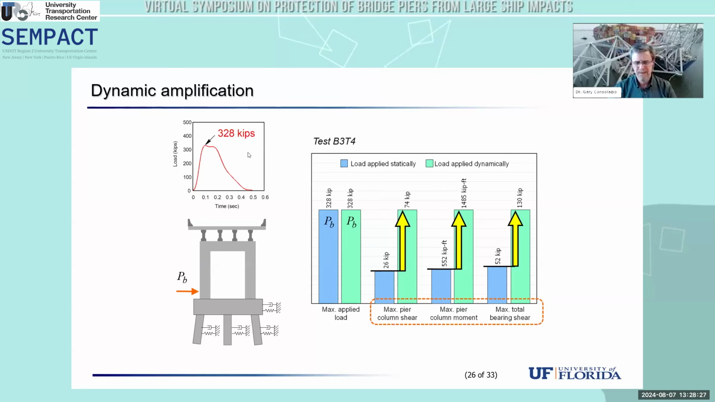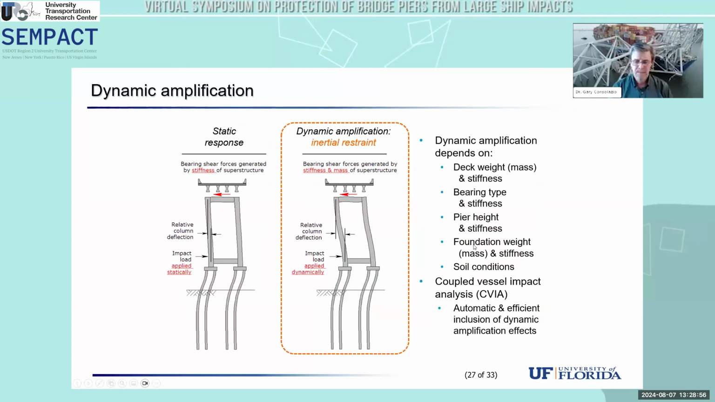And so taking an example here, this is the B3T4 case, Bridge 3 Test 4. What you see in the upper left is the computed time history of impact force dynamically. And then we took the peak value from that and applied that as an equivalent static force to the same model, and then calculated the demands, and those demands include column shear, column moments, and bearing shears. And what you see is that the dynamic demands are more than double the demands that are generated by the equivalent static loading. So a very significant difference. So of course the question is, why does that occur? In this particular case, it occurs due to dynamic amplification that's related to inertial restraint.